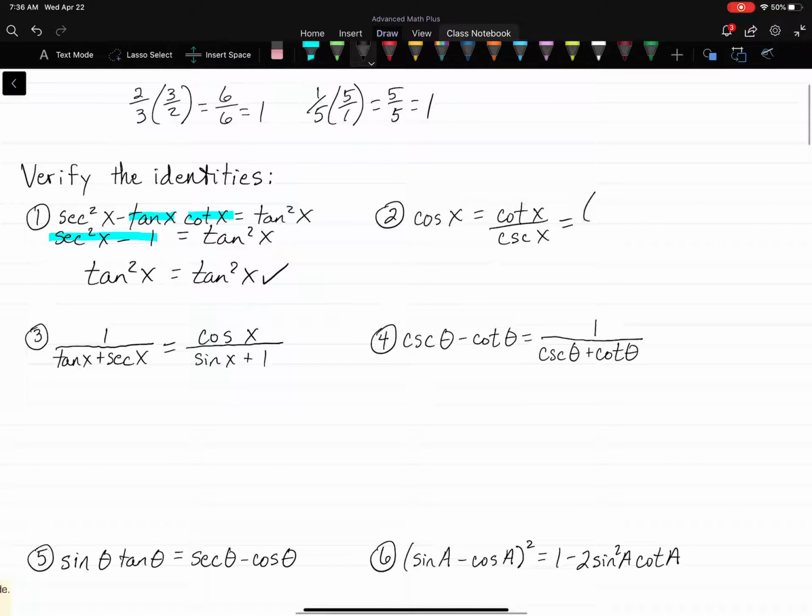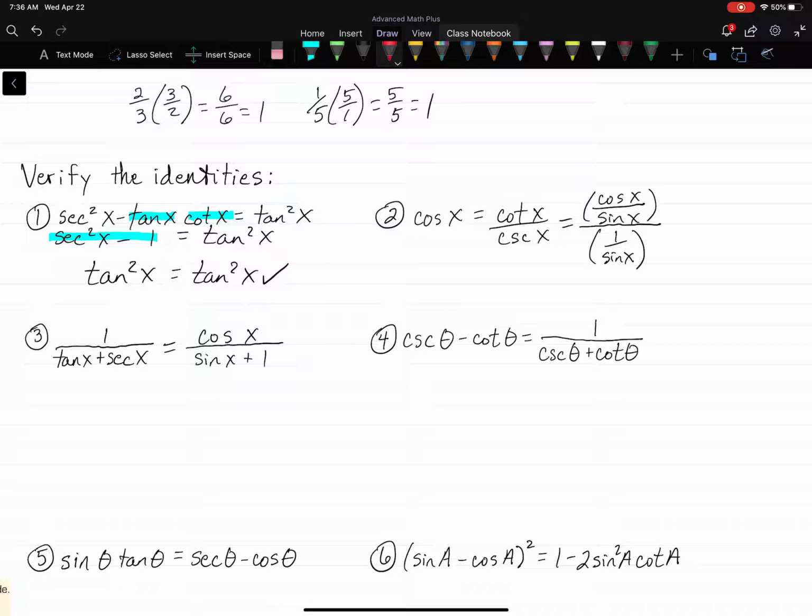Cotangent of x is the same as cosine of x divided by the sine of x, divided, okay? Now, cosecant x is the same as 1 over sine of x.